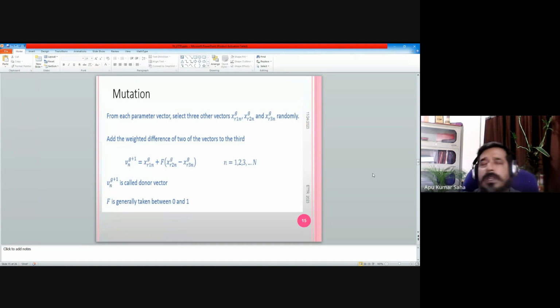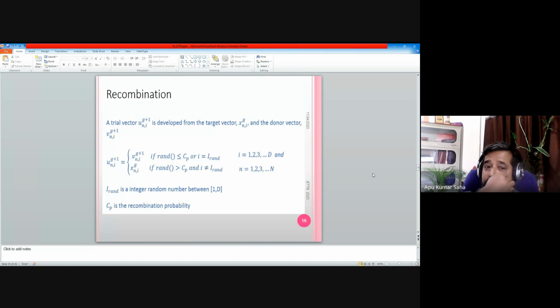After the donor vector, we'll form the target vector. Before the target vector, we'll form the trial vector. So what is the trial vector? This is actually recombination or crossover, whatever you say. So now we'll find a crossover value. This CP is called crossover probability or recombination probability. We'll prescribe a crossover probability. Again, crossover probability is another parameter. These two parameters are there in DE: one is the mutation factor, another is the crossover probability. This crossover probability, again, we take from 0 to 1, and generally we take between 0.2 to 0.5.